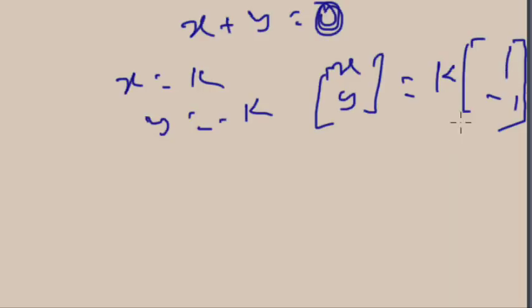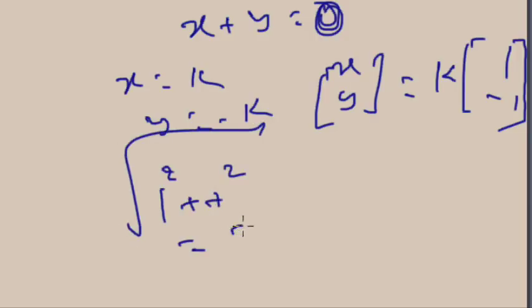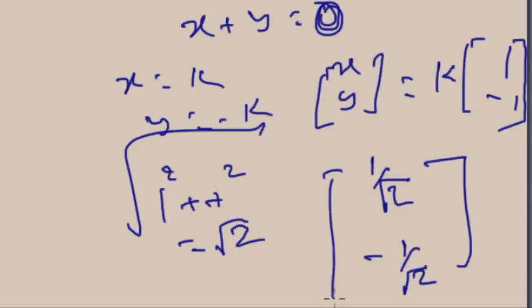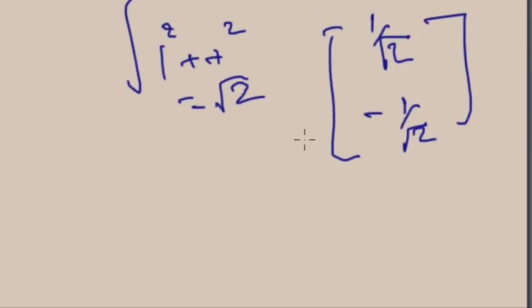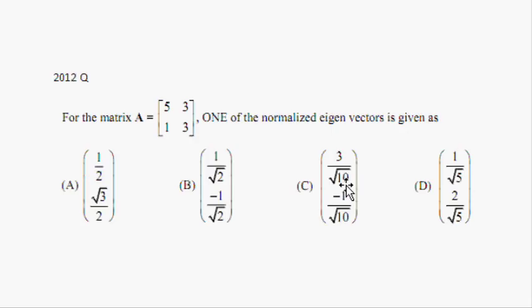The square root of 1 plus 1, that is 1 square plus minus 1 square, is equal to 2. So divide it by root 2. So 1 by root 2 and minus 1 by root 2 is the normalized form of the eigenvector. First, 1 by root 2 and minus 1 by root 2. So B is the correct answer.